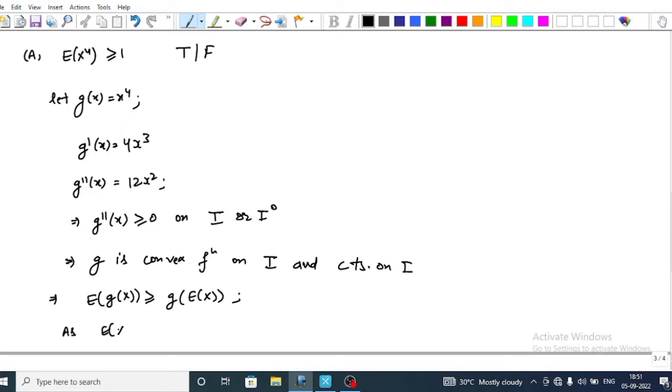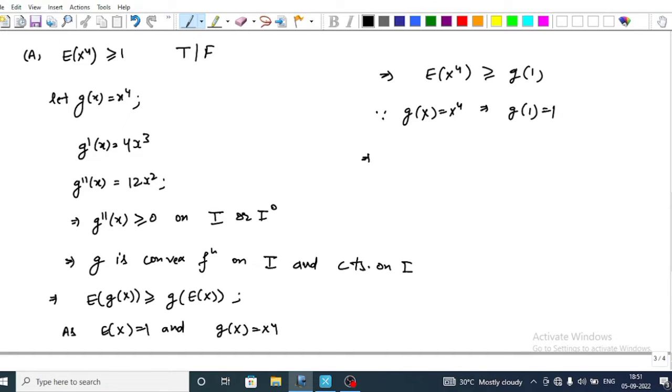As expectation of x is equal to 1 and g of x is equal to x^4, this implies that expectation of x^4 is greater than or equal to g of 1, because g of x is equal to x^4. This implies that g of 1 is equal to 1, and this implies that expectation of x^4 greater than or equal to 1 implies our first option is true. Now firstly come to option 4.